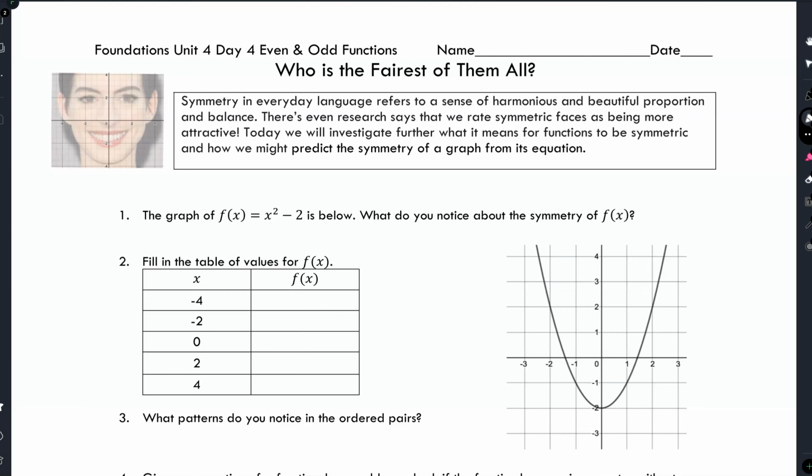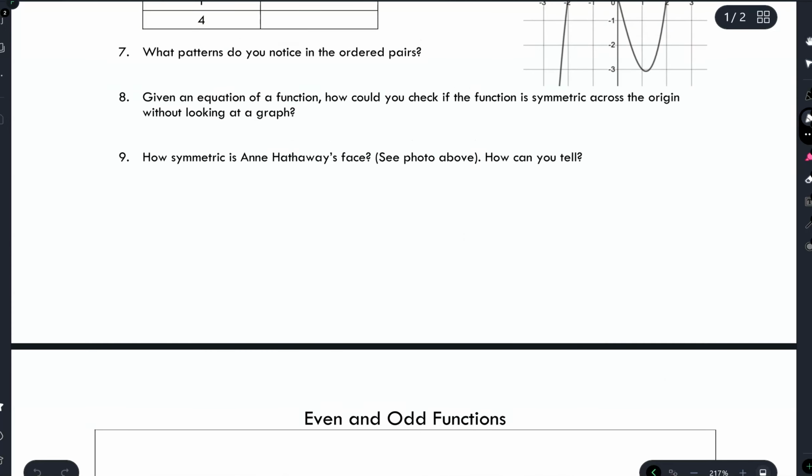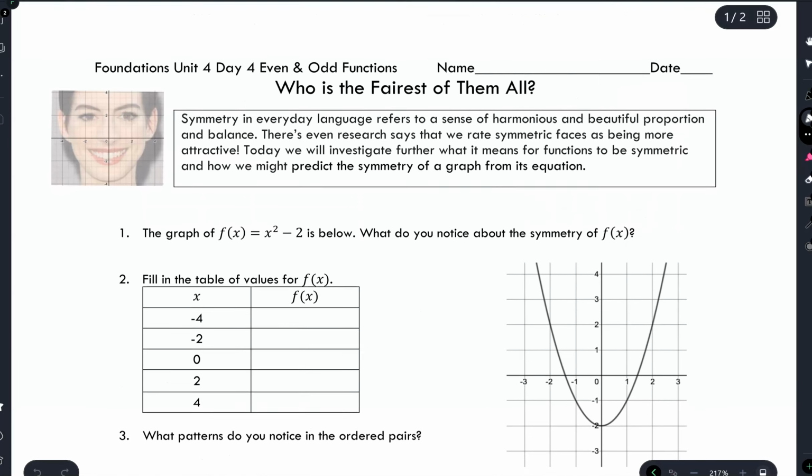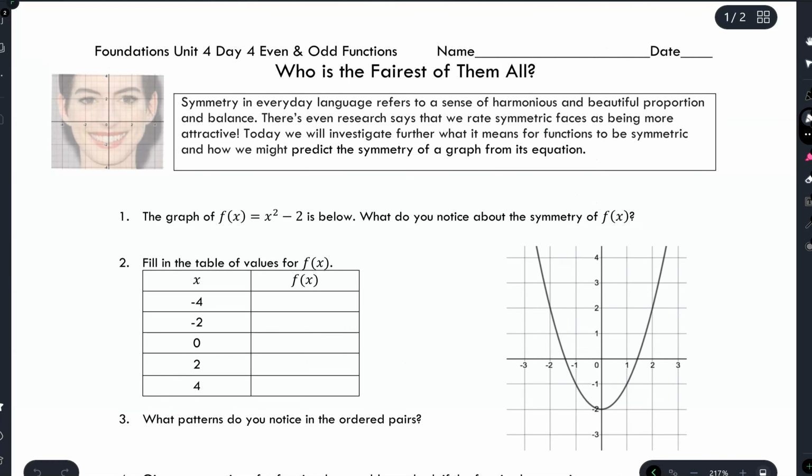So this was the next thing that we were gonna do, symmetry. So take a second and try to answer the first 9 questions, and then we'll come back. So pause the video and try to answer about symmetry.